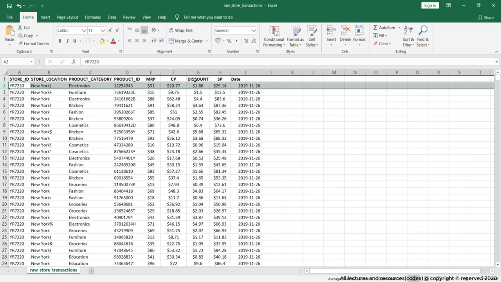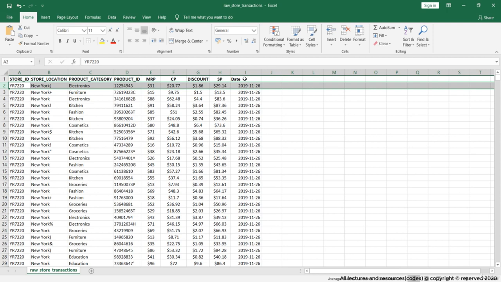Discount given on that sale. Second last is the actual selling price, SP, at which the store has sold the product to a customer, where selling price is MRP minus discount. Last is the date on which that transaction happened. This is daily data, so this date would be the same per file.